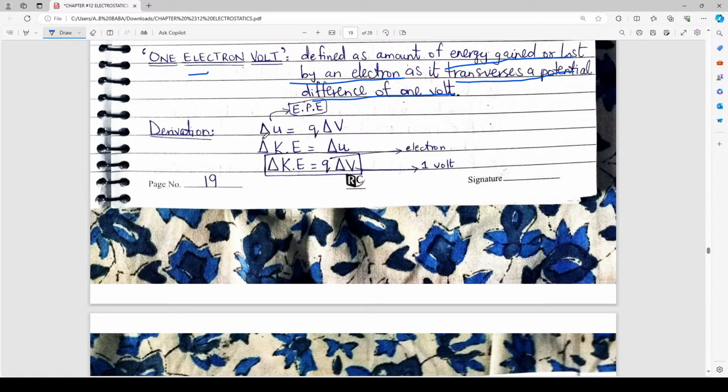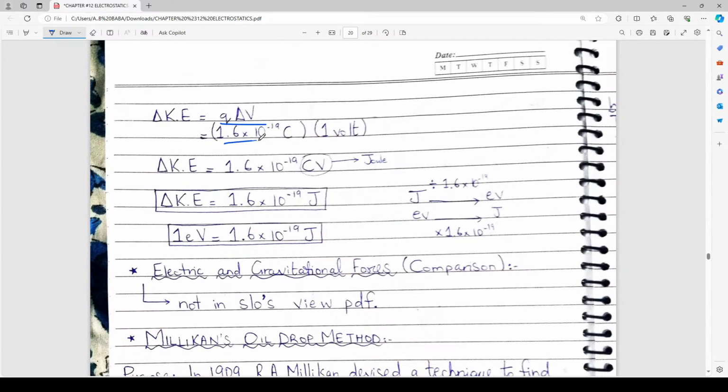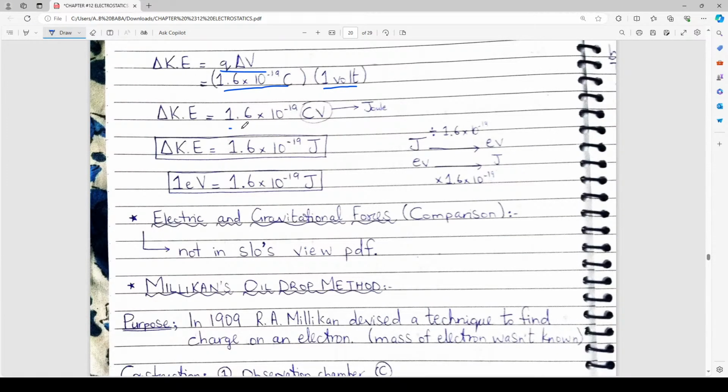So the derivation is delta U is equal to Q delta V. Delta U becomes delta KE, which is the change in kinetic energy, and it equals delta U. Delta KE is equal to Q delta V, where Q is the electron charge and delta V is 1 volt. So delta KE becomes Q delta V, and we place the numerical value, which gives 1.6 exponent minus 19 CV. CV is equal to joule, and delta KE is equal to 1.6 exponent minus 19 joules.